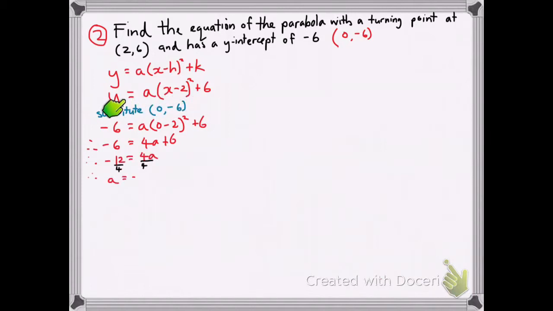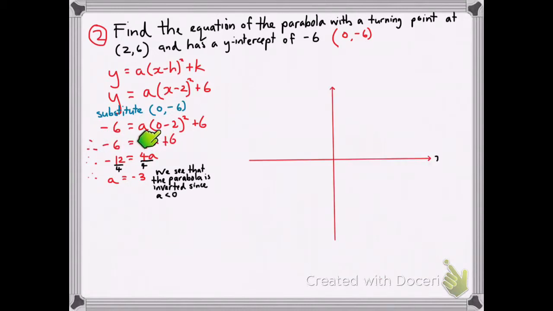Really all we need to do is find the value of a, and we again do that by substituting a point that we know is on the parabola, (0, -6). So when y is -6 and we replace x with 0, because it is the y-intercept, we'll end up with -6 equals 4a plus 6, and ultimately come up with a equals -3. So that tells us that the parabola is going to be inverted, as we see over here.